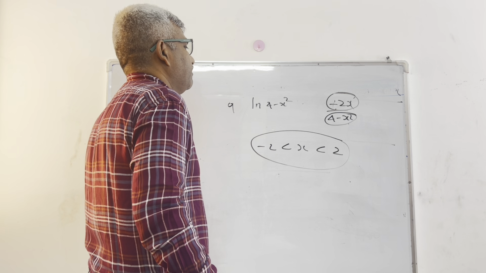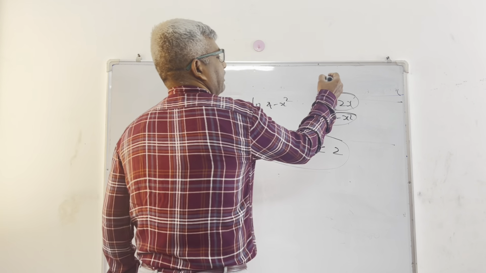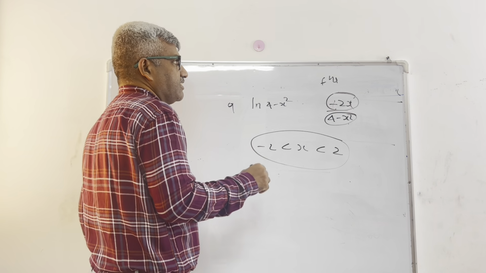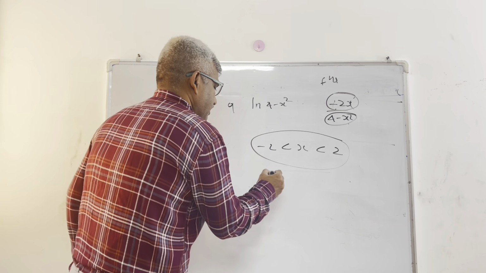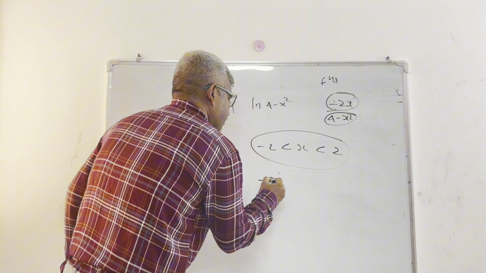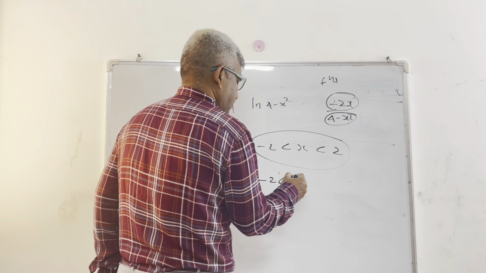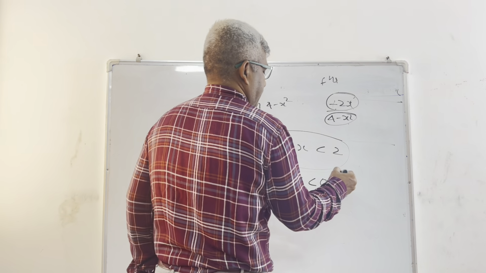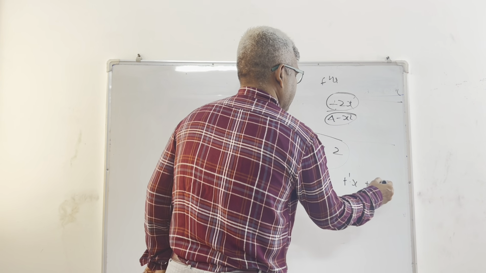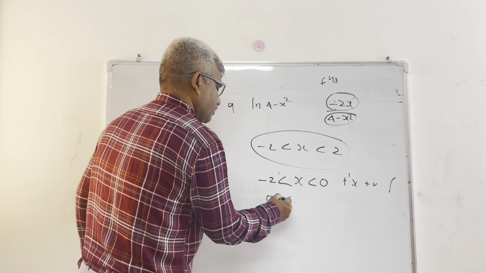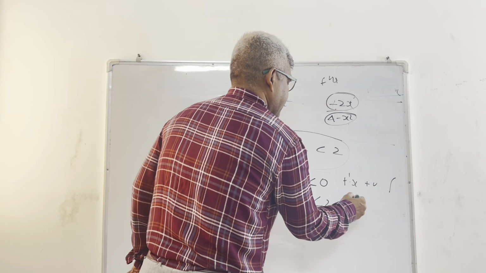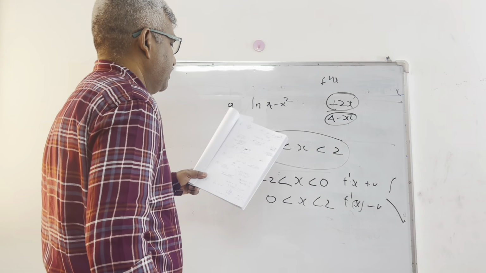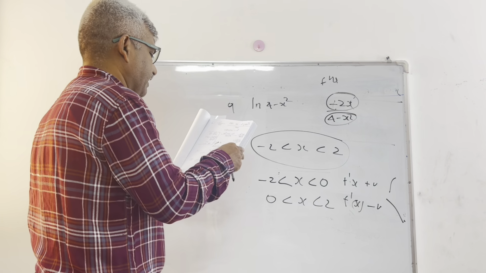When will f dash x be positive? When x is negative, f dash x is positive. So x is less than 0, within our domain, from minus 2 to 0, f dash x is positive, it is increasing. From 0 to 2, f dash x is negative, it is decreasing. Okay.